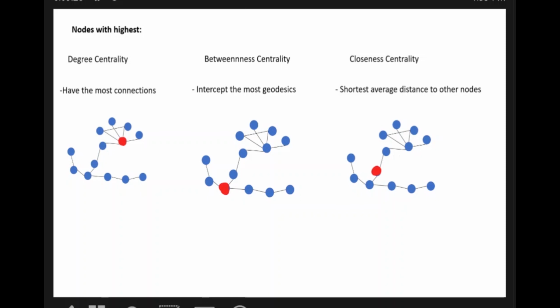I invite you to think about other real-world uses for centrality measures and post them in the comments. I also encourage you to think about how closeness, betweenness, and degree centrality can identify different nodes as the most important.